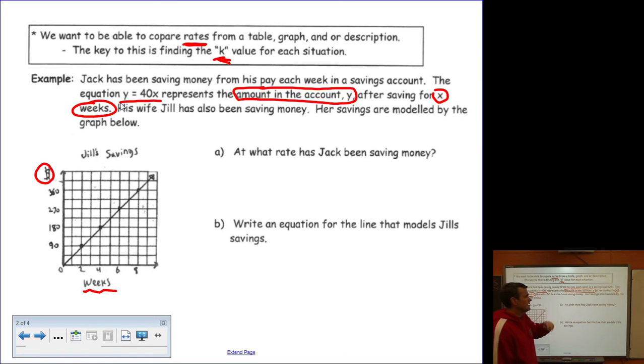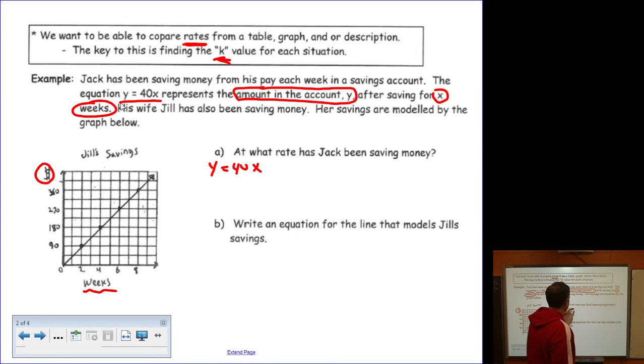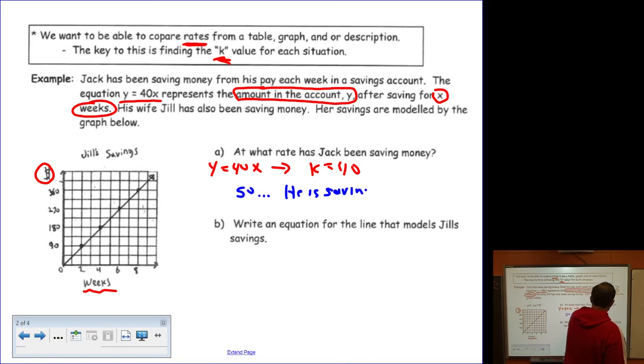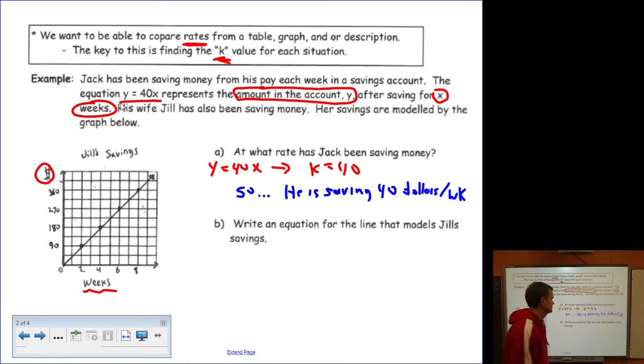First off, at what rate has Jack been saving money? Well, Jack's equation is y equals 40x, so k equals 40 for Jack. Therefore, he is saving $40 per week, all right? The k value is the rate.